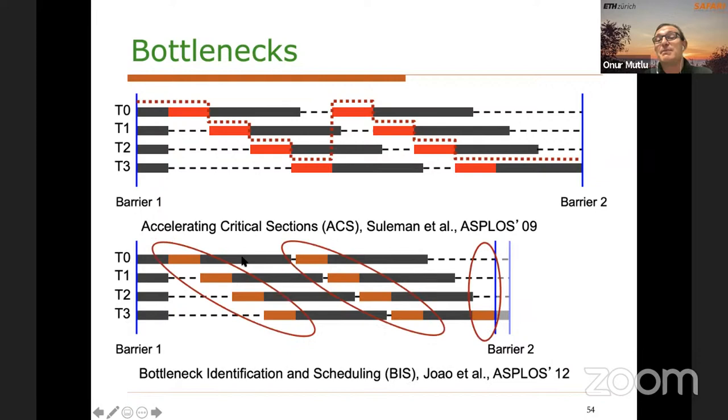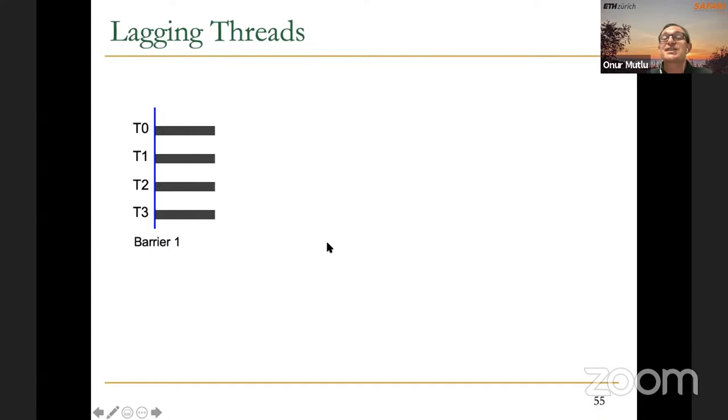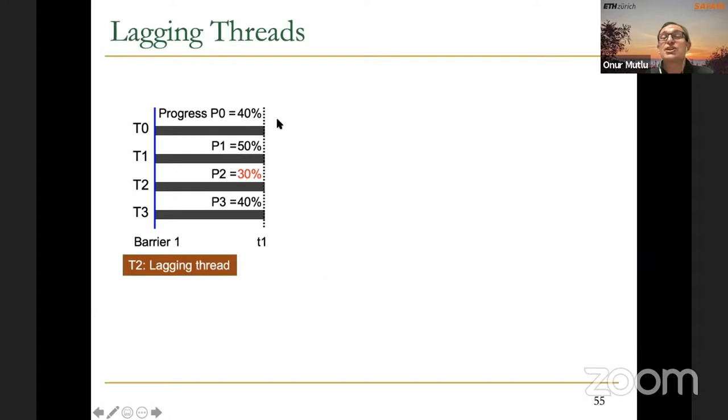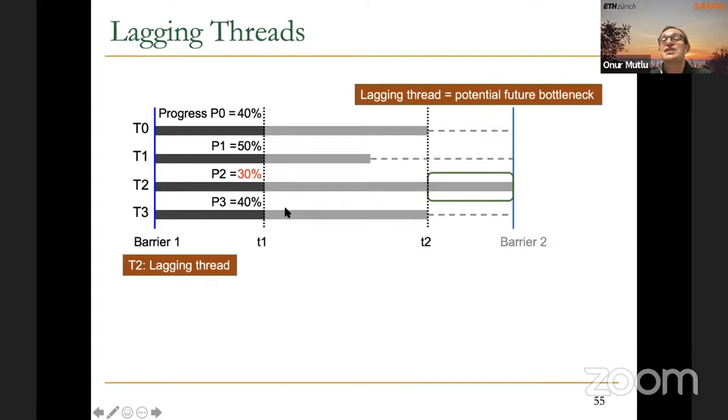Basically, multiple types of bottlenecks can be handled by bottleneck identification and scheduling. And if they change dynamically, they can be handled by bottleneck identification and scheduling. So lagging threads are a special example of bottlenecks. As I discussed, BIS has a special mechanism like preemptive acceleration. You need to somehow identify which thread is lagging, how much progress it has made toward the barrier, and then you need to somehow accelerate it.